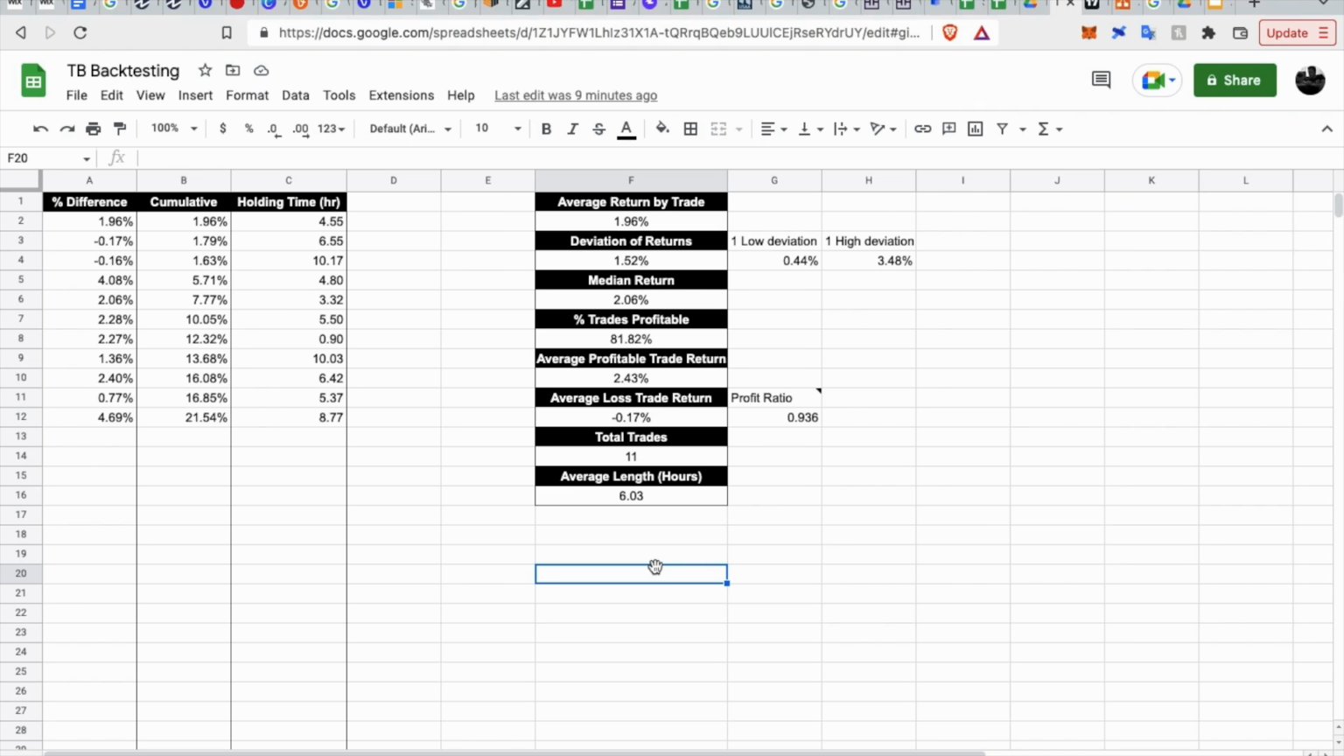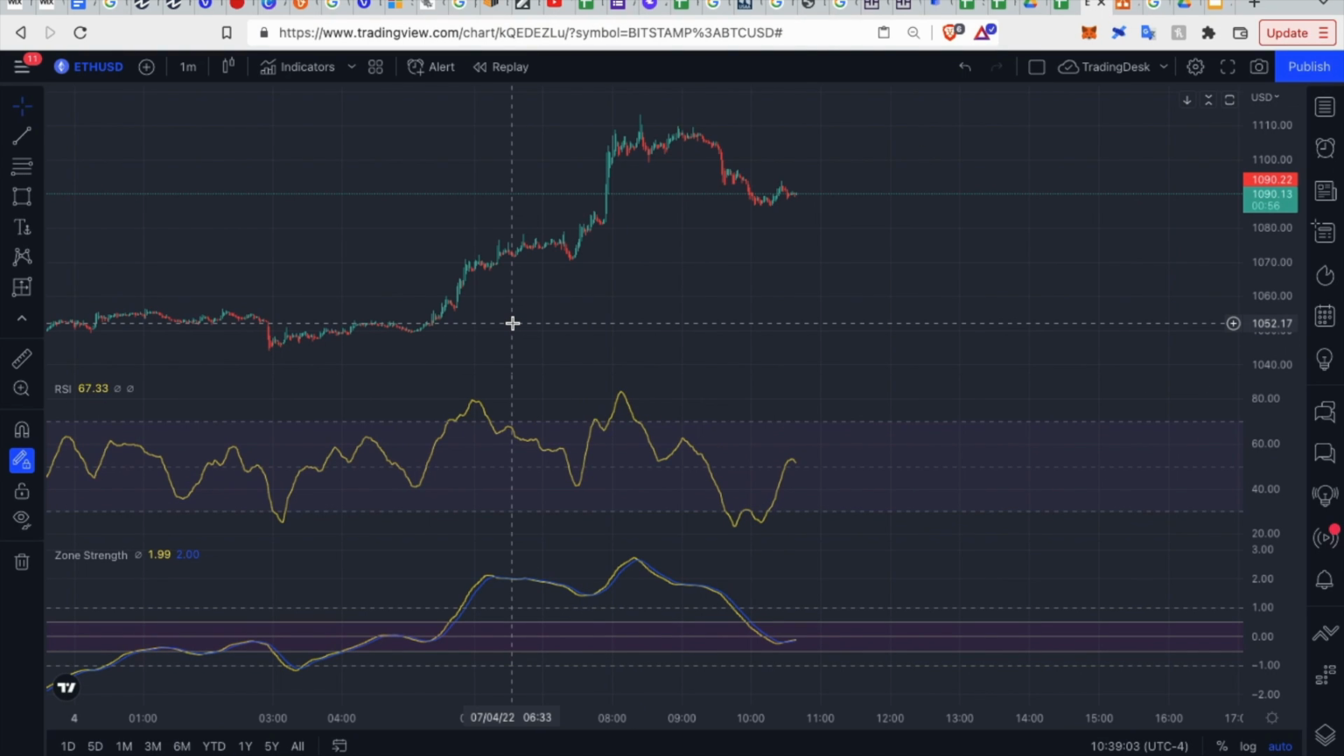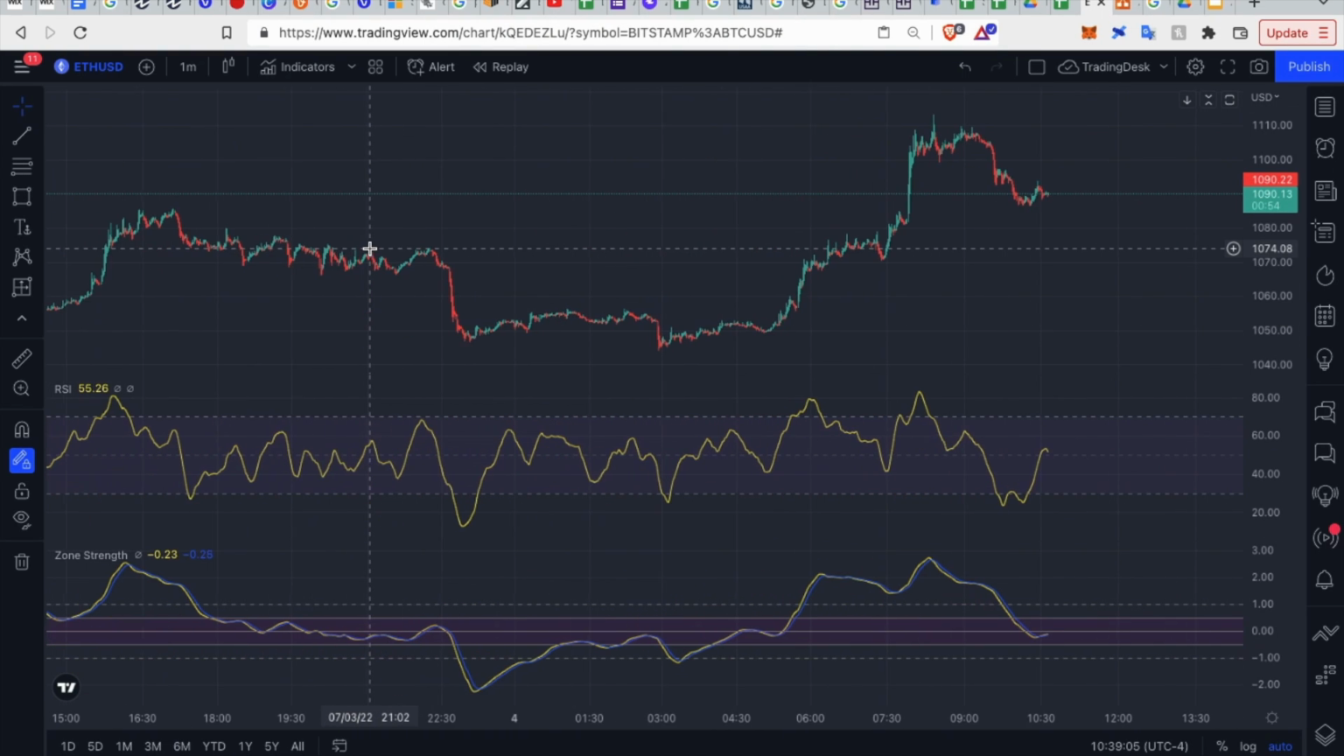So overall, this is a pretty powerful indicator. I made it so that it's pretty versatile. You can change the settings at will, and the amplitude and the wavelength, depending on what specific criteria you want to track on the chart. But overall, this is the zone strength indicator. I encourage you to use it. It is for free on TradingView.